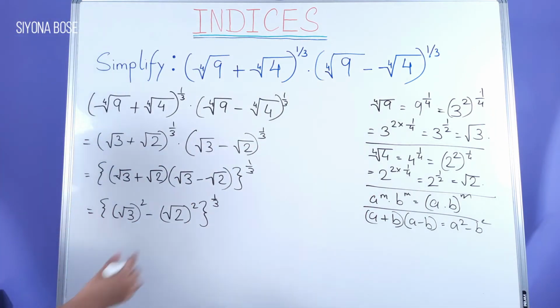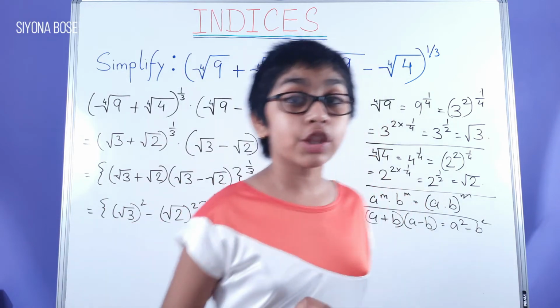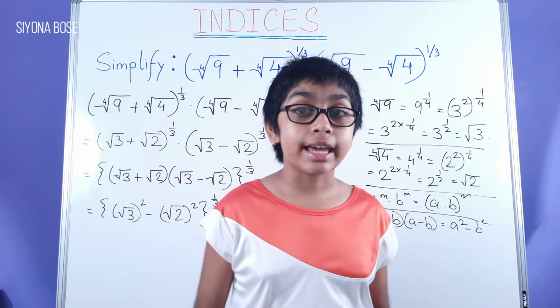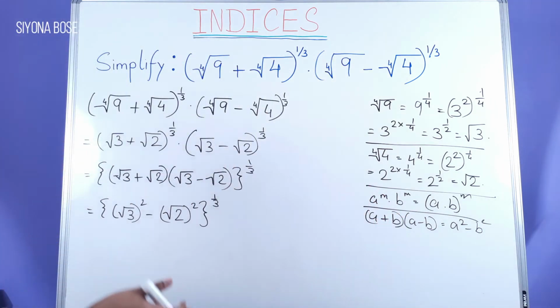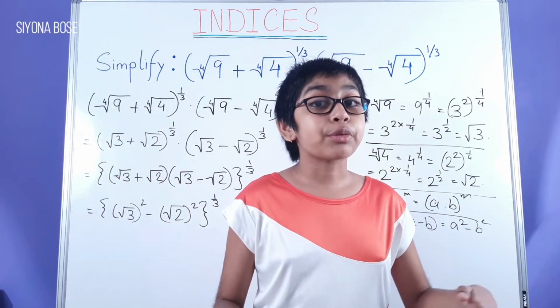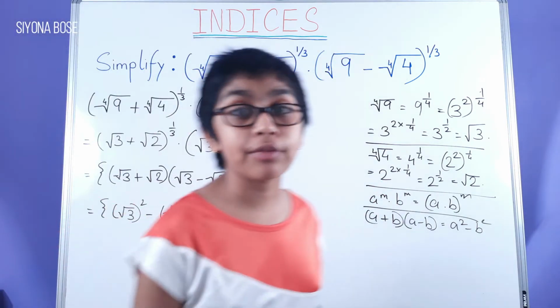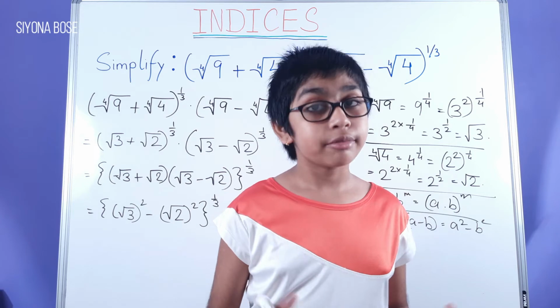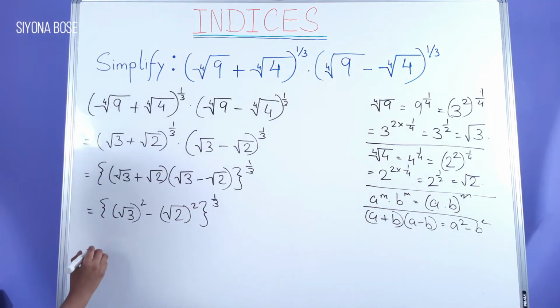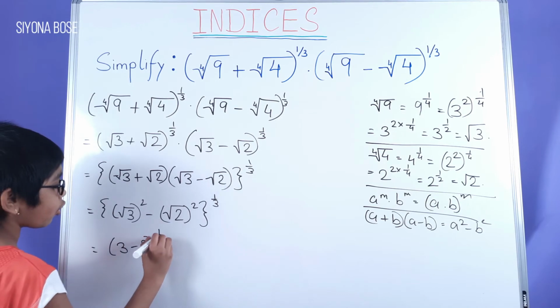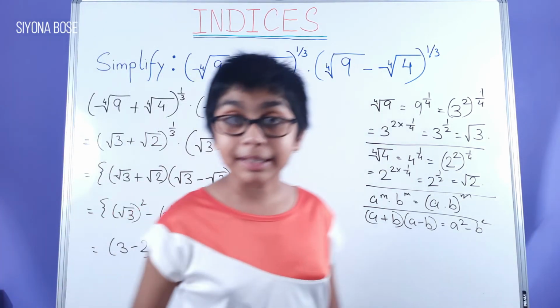Now here, root over 3 whole squared is obviously 3, because root over 3 is nothing but 3 to the power of half, and half into 2 means 2 and 2 get cancelled and we are left with 3 to the power of 1. So it gives us 3. The same thing is followed in case of root over 2 whole squared, which gives us 2. And we are left with 3 minus 2 whole to the power of 1 by 3.